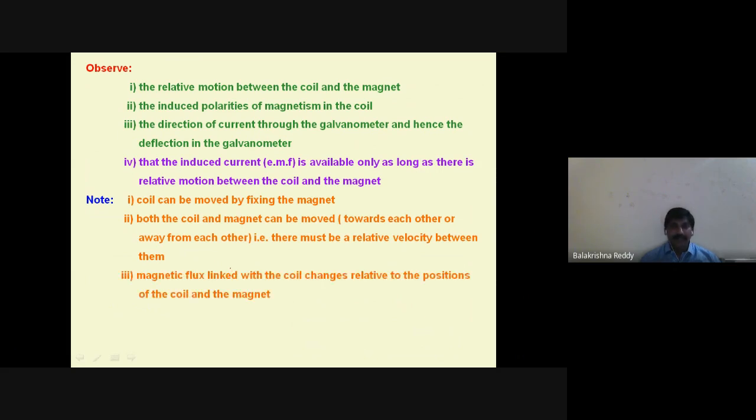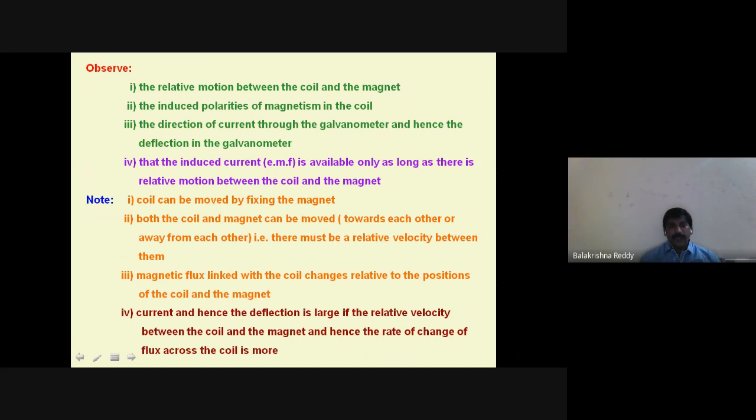While it is taking place, the magnetic flux linked with the coil changes due to this relative position of the coil and magnet. If there is no change in the magnetic flux, there is no EMF induced. Remember, okay?